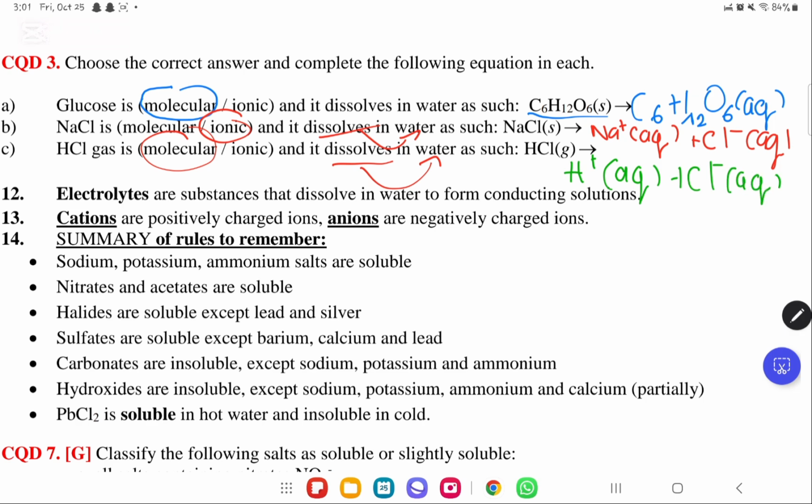So then later on in the chapter, you will learn about the table of solubility that you have to memorize. It came so many times in the exams, so it's really important to memorize, okay?